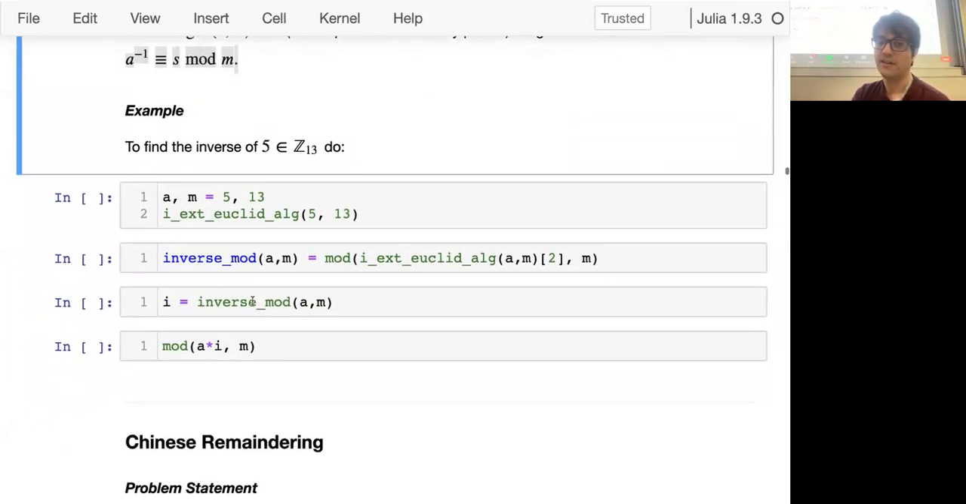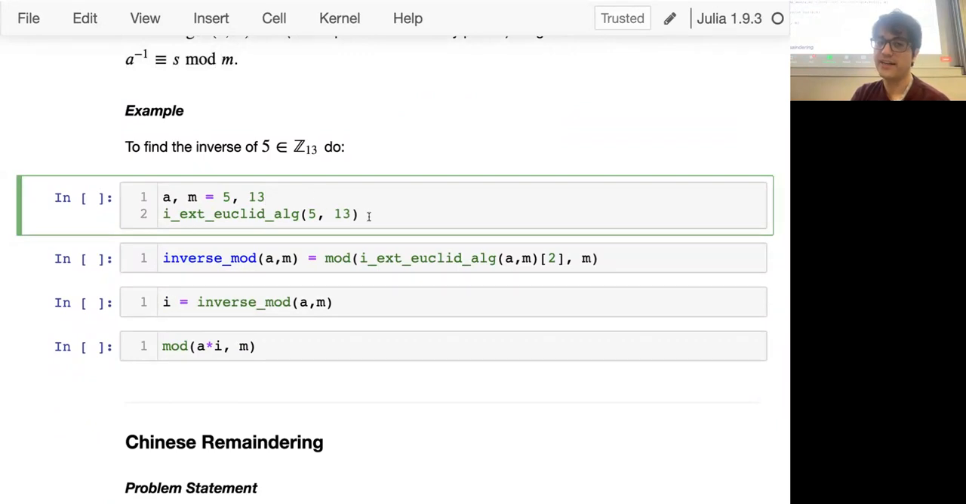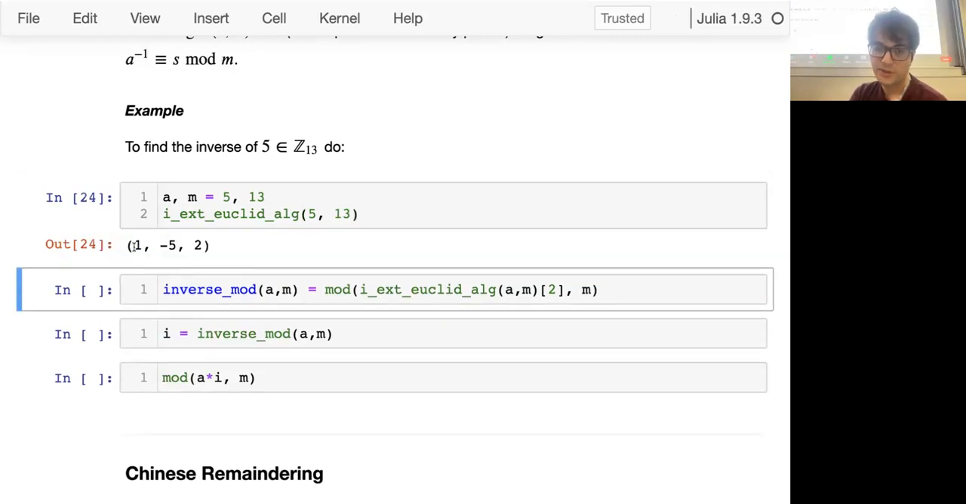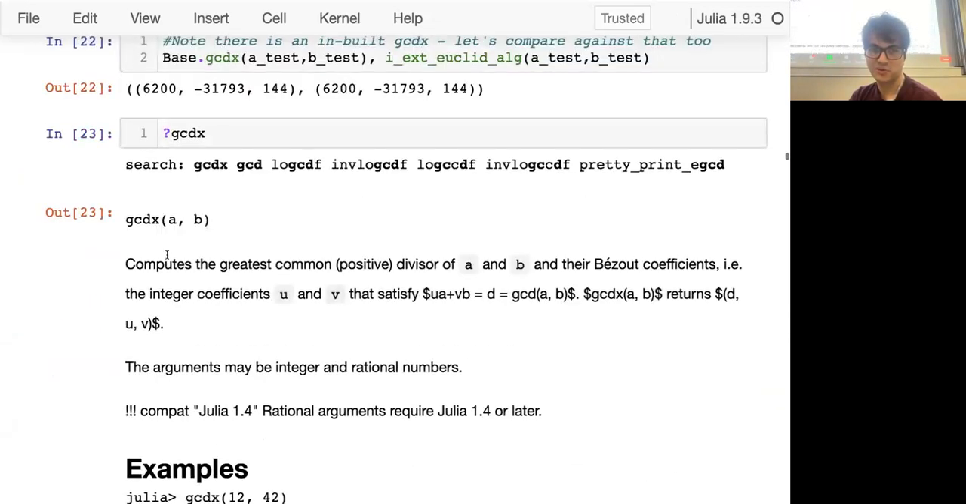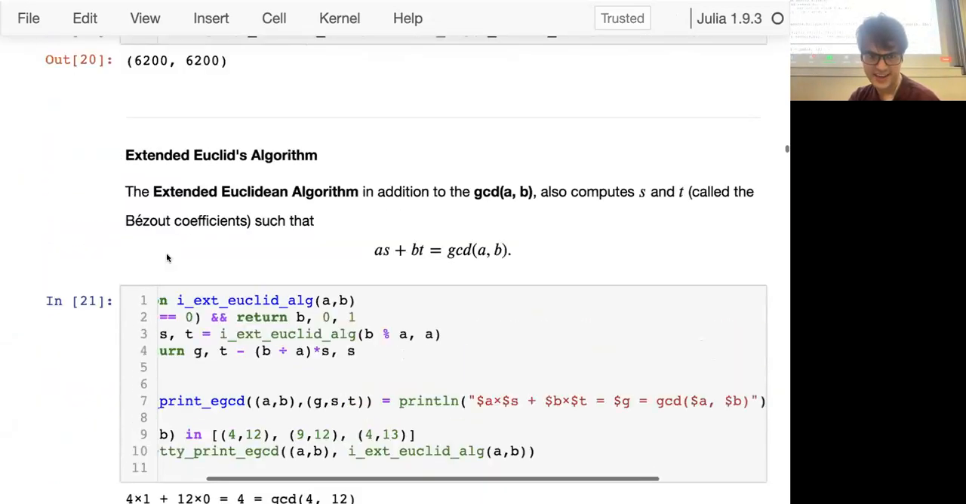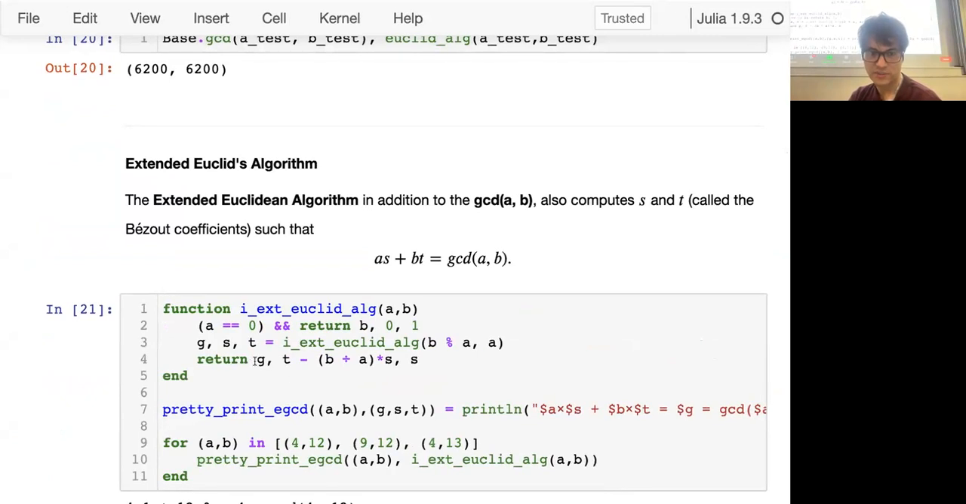Mod M. So let's just run this. To find the inverse of 5 mod 13, I need to find the Bezout coefficients when I give the GCD algorithm 5 and 13. So that's going to be 1 and minus 5. That doesn't seem right. Let's look, did I screw up the order here? Oh no, the first position is G.